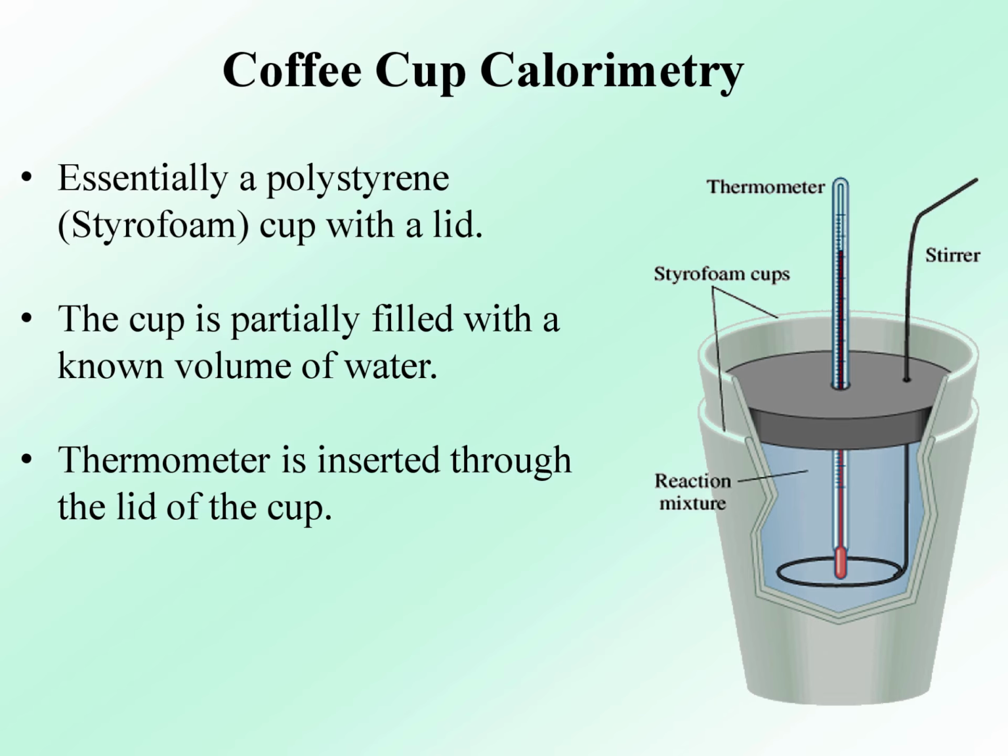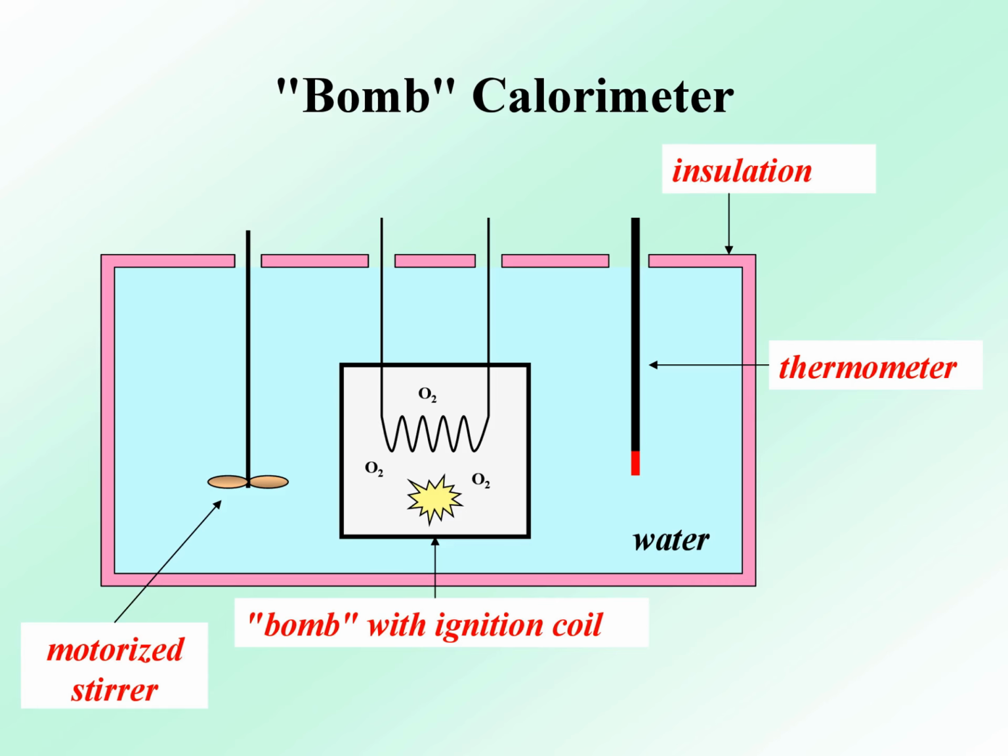The basic coffee cup calorimeter, made of a polystyrene cup and lid, uses a thermometer to detect temperature shifts during reactions in the known volume of water inside. A bomb calorimeter measures the energy released by combustion reactions in a sealed container by observing the resulting temperature change in the surrounding water.